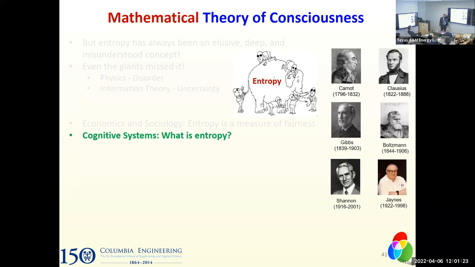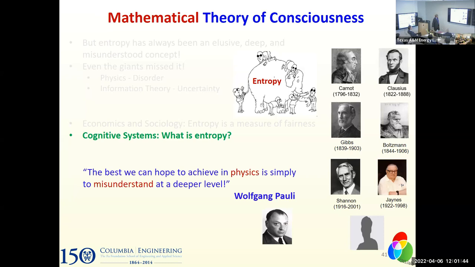And so the question I've been thinking about for the last 10 years is, what does entropy mean for cognitive systems? Because I'm still interested in the question of neuron to brain. We know what it means in physics. We know what it means in economics and sociology. What about cognitive science? This reminded me of another quote, and I'll end with this.